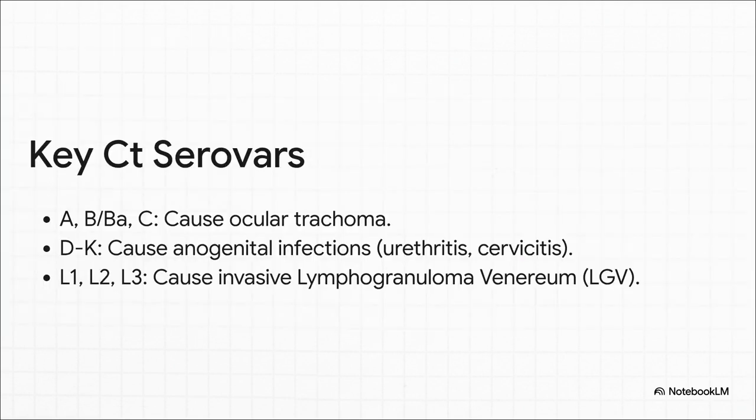And here's something that's absolutely critical from a clinical standpoint. Not all chlamydia is created equal. We have different strains called serovars, and they cause totally different diseases. The A, B, and C serovars cause trachoma, an eye infection. The ones we're mostly talking about today, D through K, cause the typical anogenital infections. But then you have the L serovars, L1, L2, and L3. These are a whole different ballgame. They're way more invasive and cause a much more severe disease called lymphogranuloma venereum, or LGV.